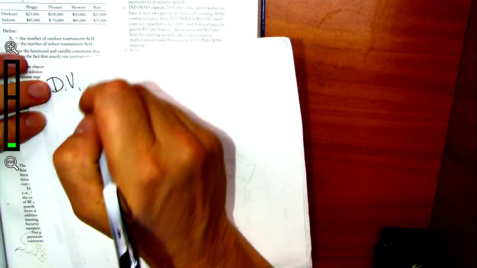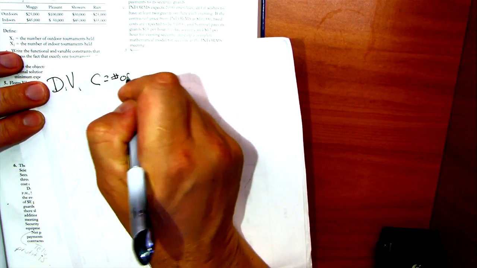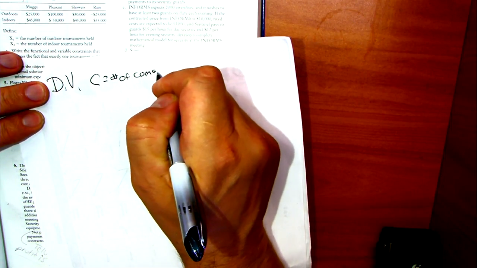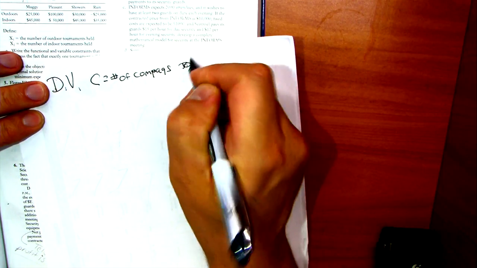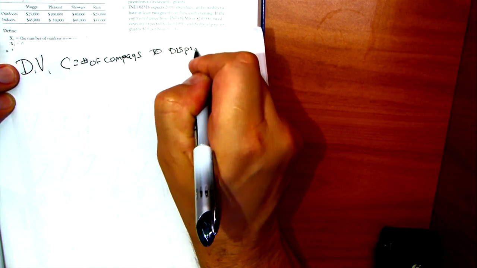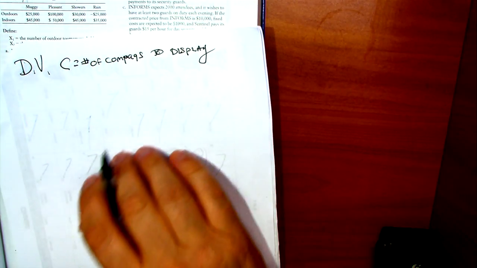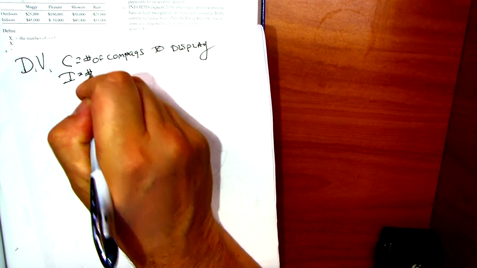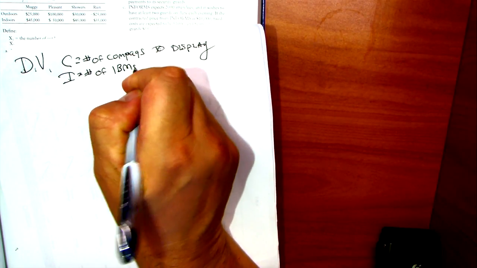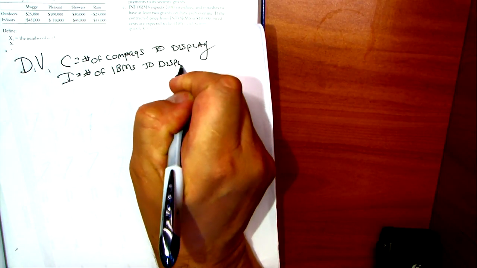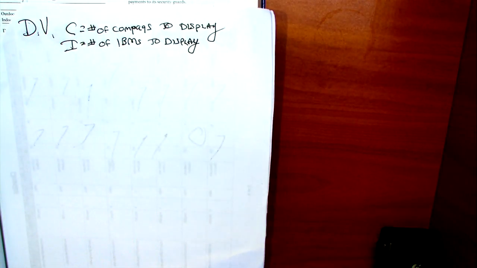So let's make it easy. Instead of X1 and X2, I'm going to use C for number of Compaqs to display. I don't write anymore, I type, it's hard when you write. And I is equal to number of IBMs to display. It's real important that you define your variables as what they are. That's what we're deciding, the number to display.